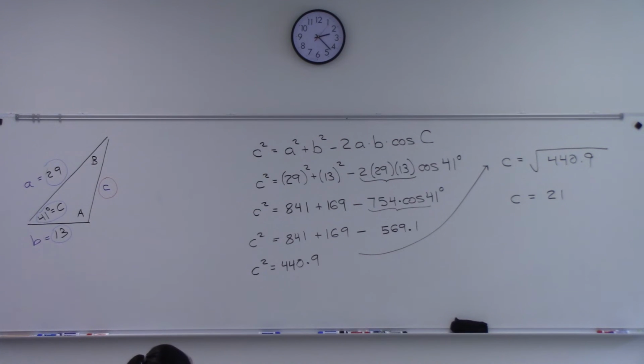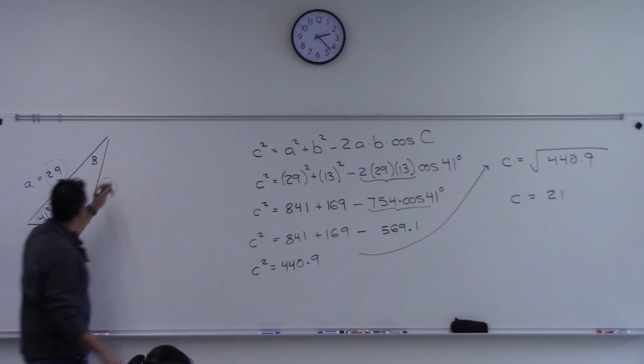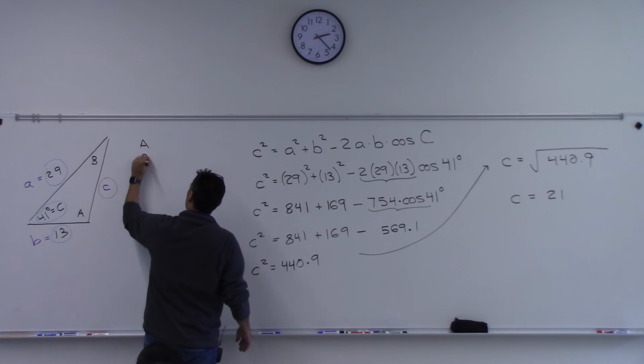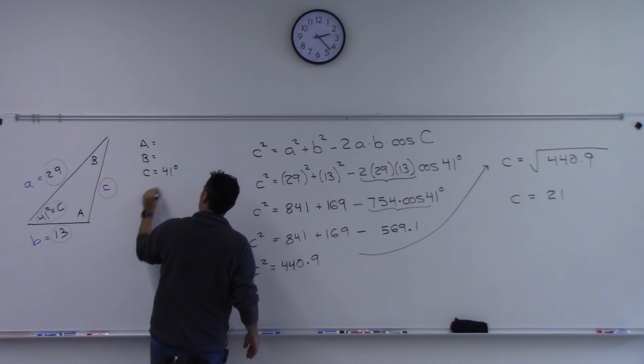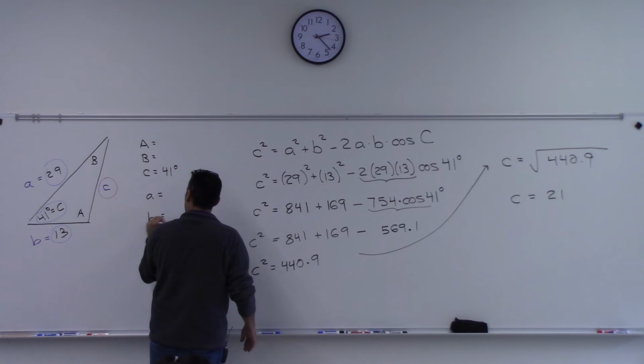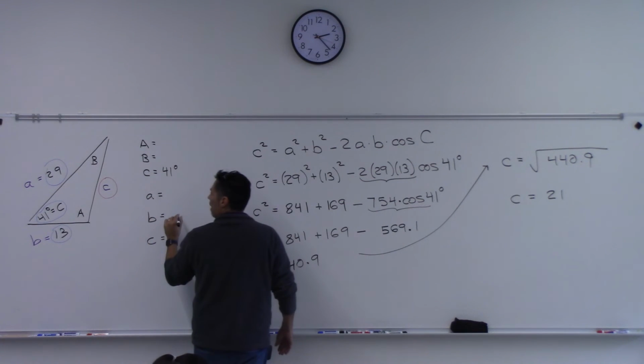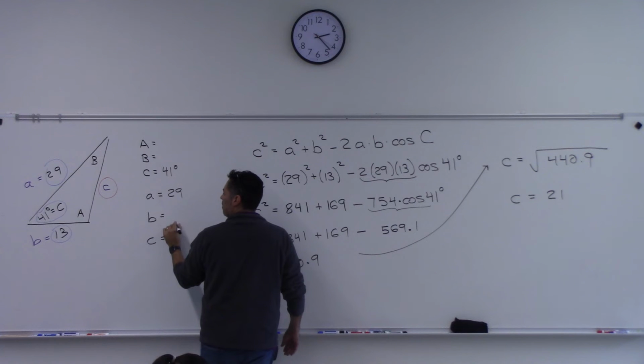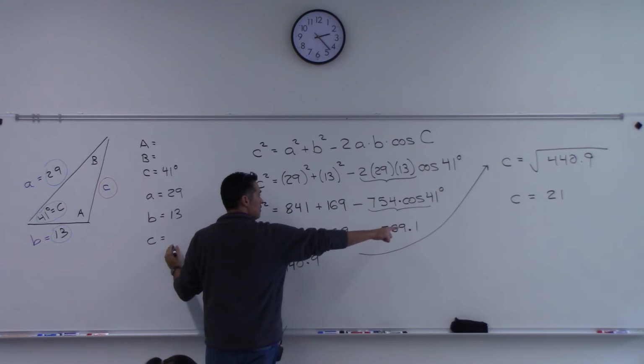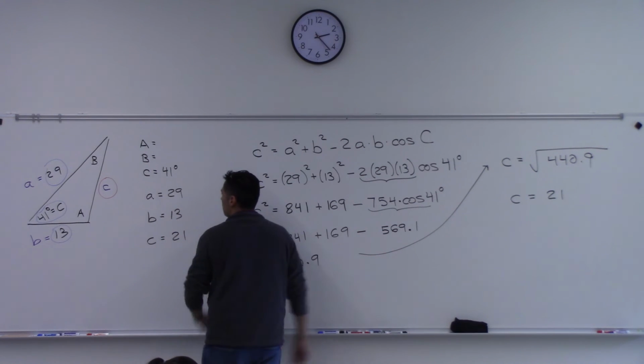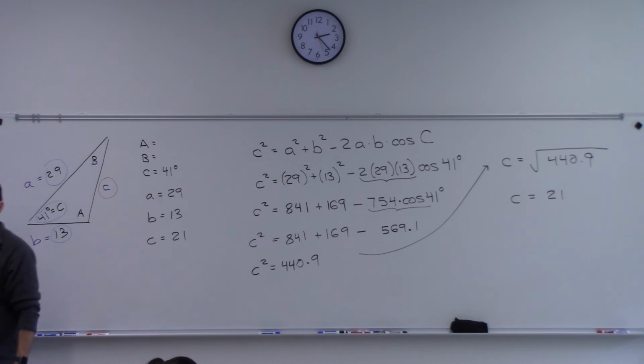Now, let me list things out here. We have capital A, capital B, capital C. This was 41 degrees. We have little a, little b, little c. We know little a was 29. We know little b was 13. And we just solved for little c is 21. We still don't know capital A and capital B, right? So how should we go get those?